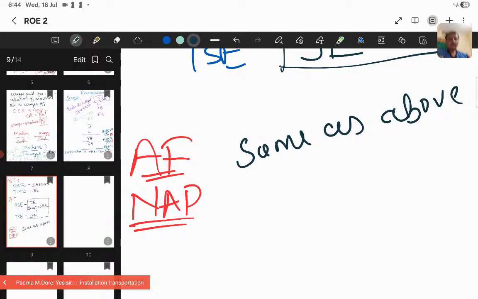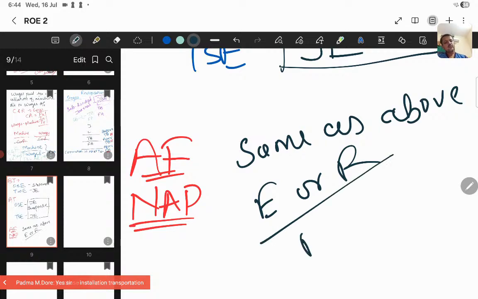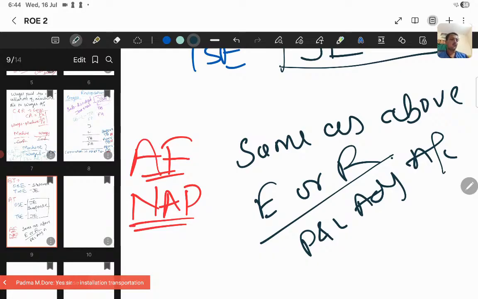Okay. But the only change is, whenever there is an expense or revenue account, it has to be replaced with profit and loss adjustment account. So this is the procedure of rectification. Have you understood this?